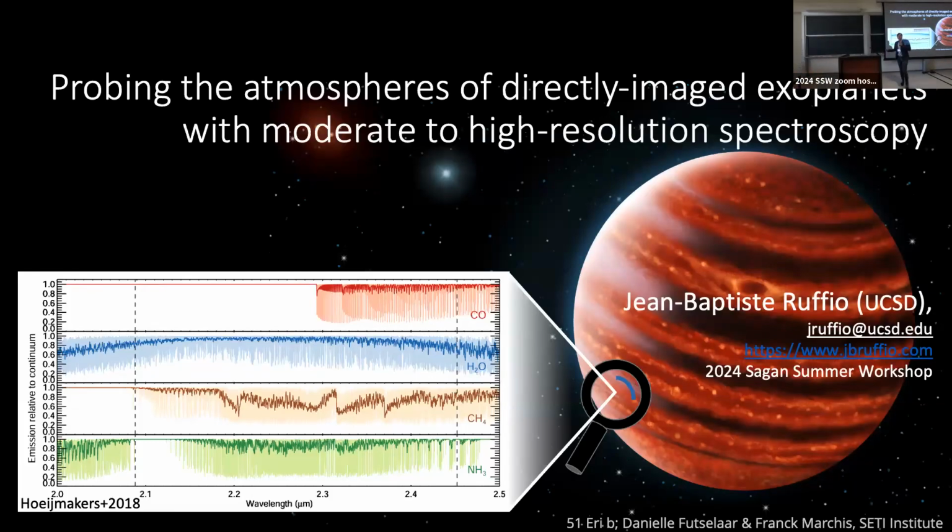So I'll be giving you a tour of the different things we can do at moderate and high spectral resolution for directly imaged planets. I'll define what spectral resolution is in a minute, but basically the fundamental idea is that every molecule, every species in your exoplanet atmospheres has a very distinct spectral signature. It's like a barcode, but the same way that you can't read a blurry barcode, you need a high spectral resolution in order to identify very precisely the signature of your molecules.